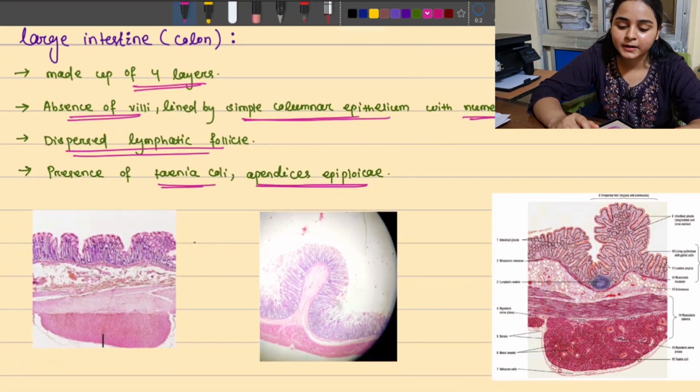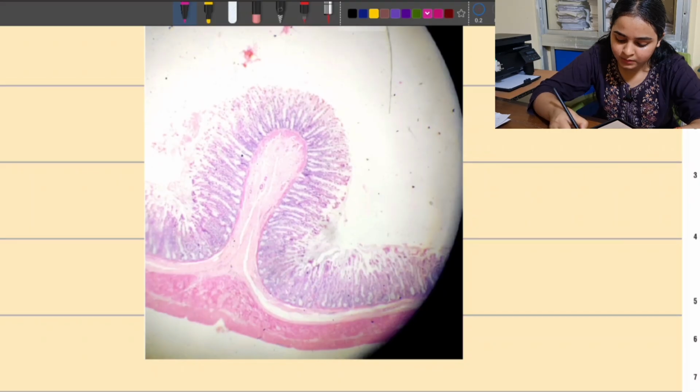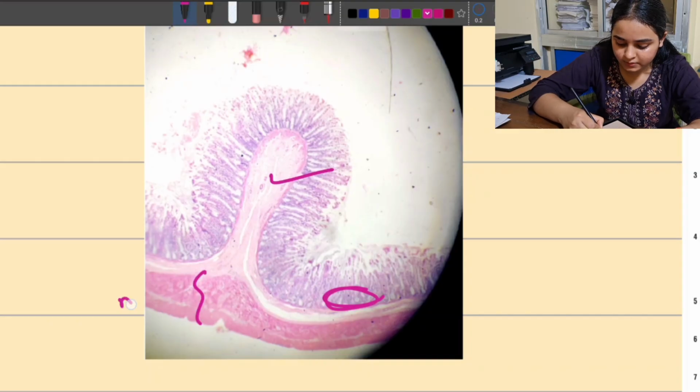This is not that much important an exam slide. We are just doing it for the sake of completion. So this is the microscopy picture. You can see these are the glands present, and this is the submucosa, and this is the muscularis mucosa present.